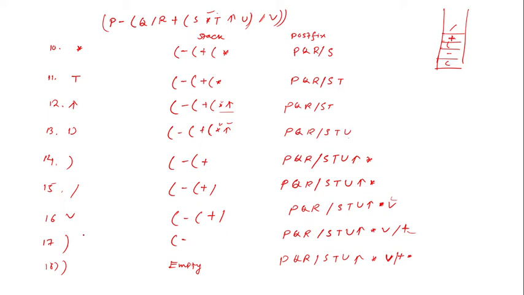Okay, and then you have a closing bracket, so all these operators will be popped. Now we have this minus operator, then there is the second closing bracket, so the minus operator will be popped and these brackets also popped. So the expression is pqr slash stu, this one. So this is the postfix operation that you can express using a stack.